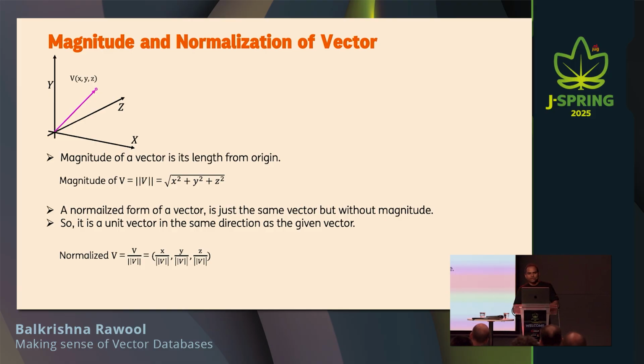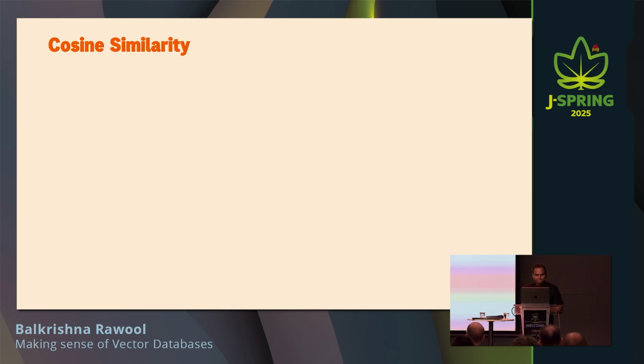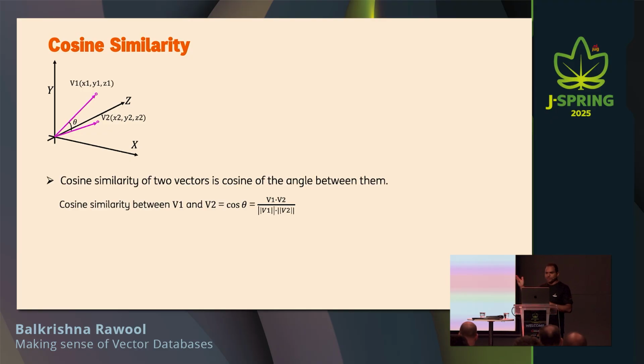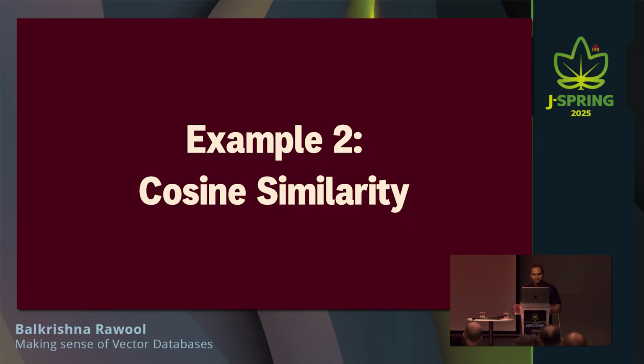Okay, so now that we understand magnitude and normalization, let's understand what is cosine similarity. So cosine similarity is simply cosine of the angle between two vectors. So in this case, we have vector v1 and v2 in three-dimensional space, and the angle between them is theta. Therefore, the cosine similarity is cos theta, which is again same as the dot product of these two vectors divided by product of their magnitudes. Okay, there was a bit of math involved in similarity and distance, but we'll put this math to test with the next example where we'll discuss cosine similarity.